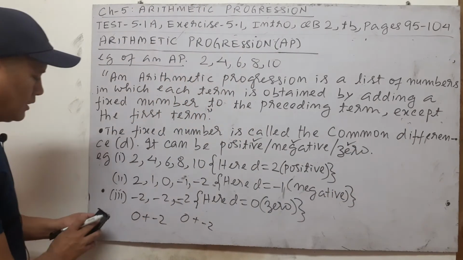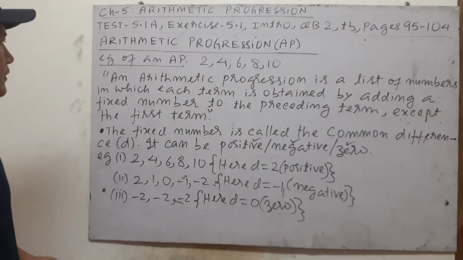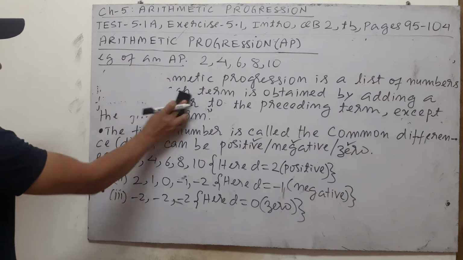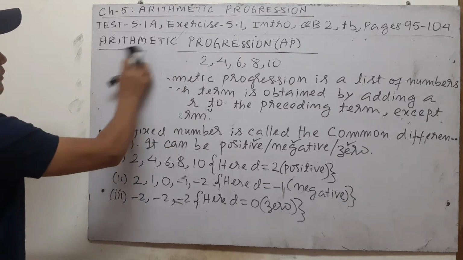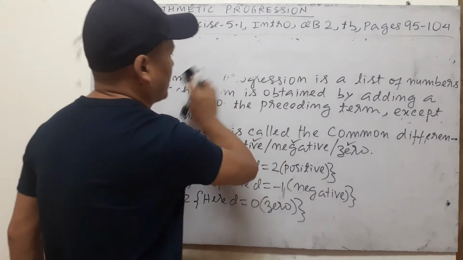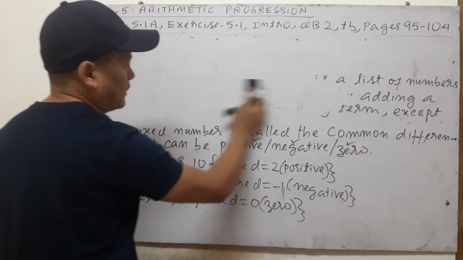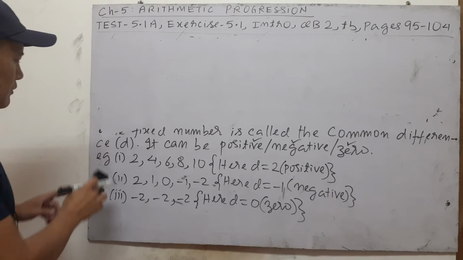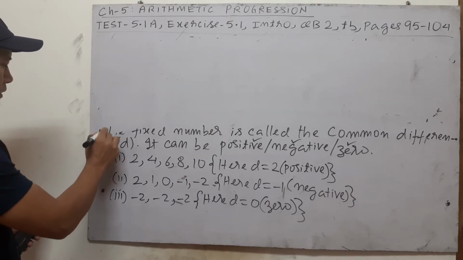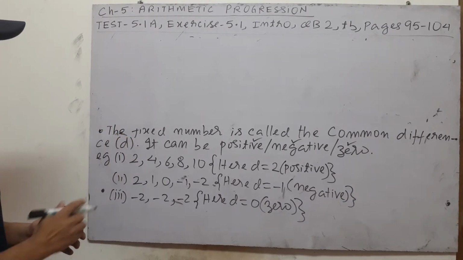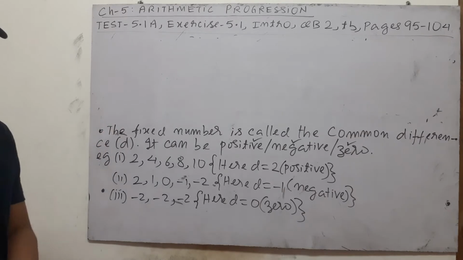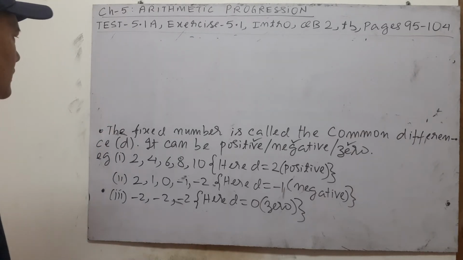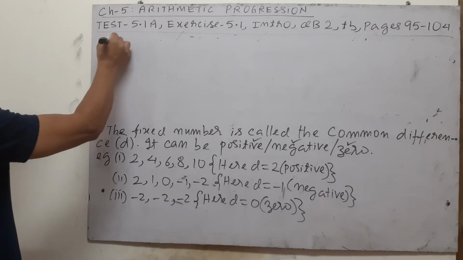Okay, next here, once you're through with that, we are still under AP, arithmetic progression. After this, another important concept. Here we are in the common difference, the fixed number. Now, how can we obtain a common difference? This is the second bullet point.